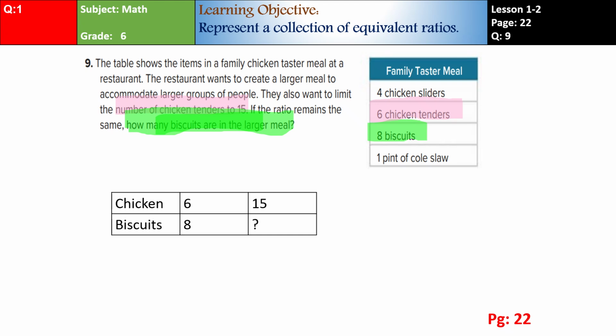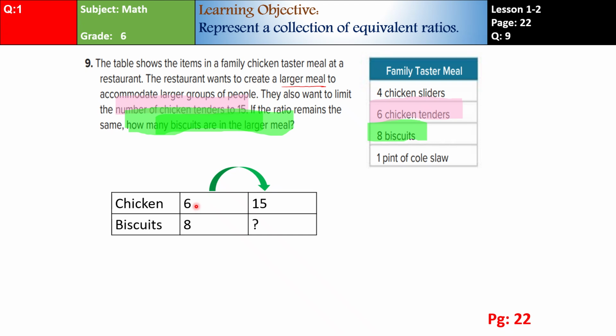The table shows the items in a family chicken tender meal at a restaurant. The restaurant wants to create a larger meal. To accommodate the large group of people, they also want to limit the number of chicken tenders to 15. We can see here it was 6 and now they want it to be 15. So how many biscuits will be there? So you can draw a table or you can write it as equivalent fractions, equivalent ratios to solve it.